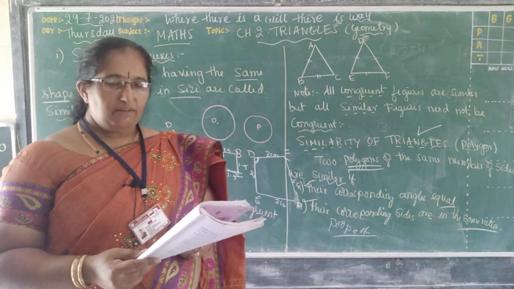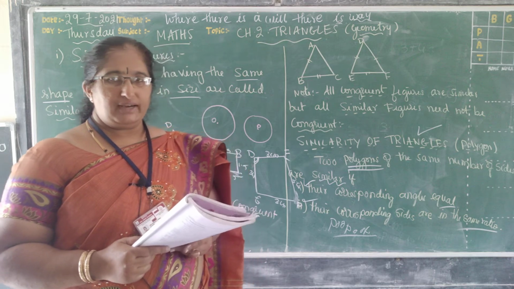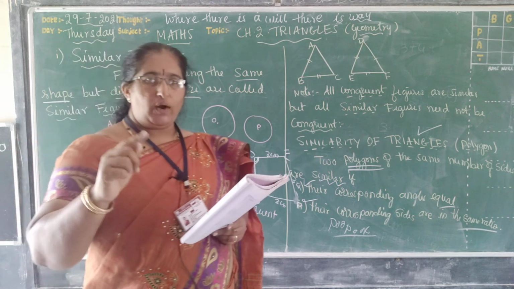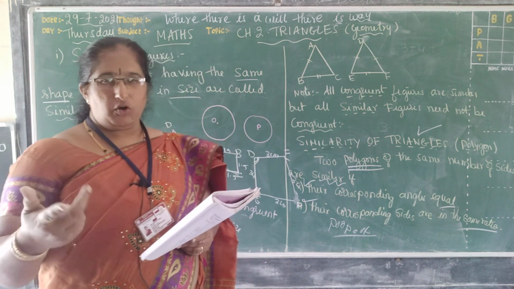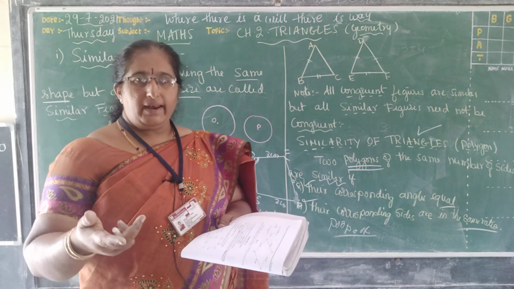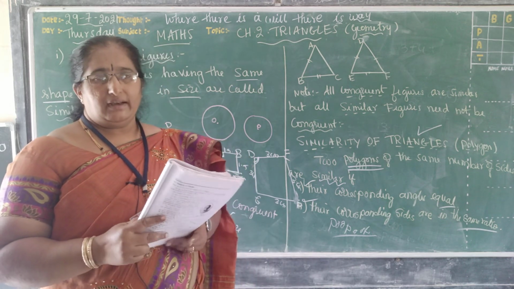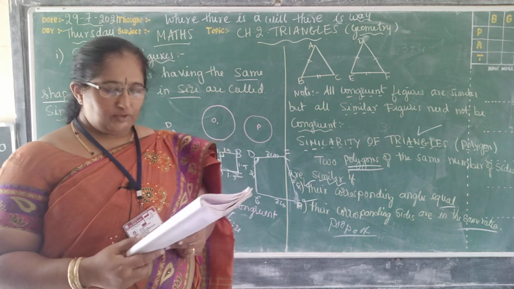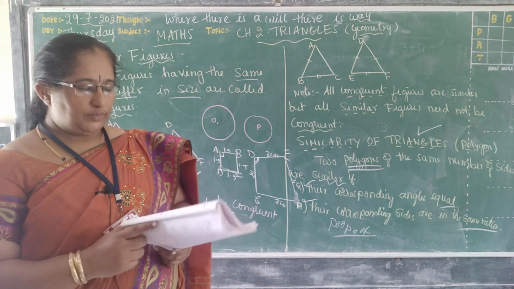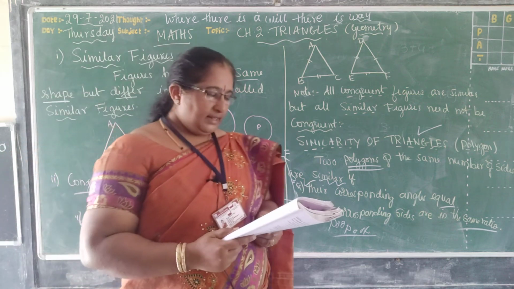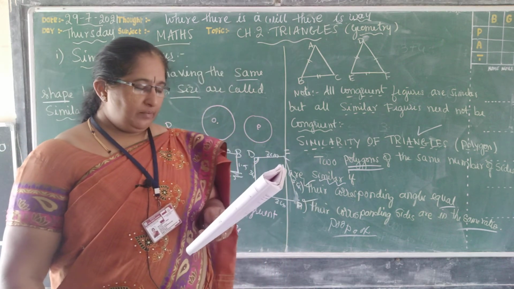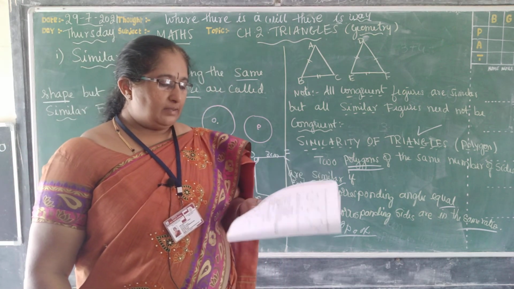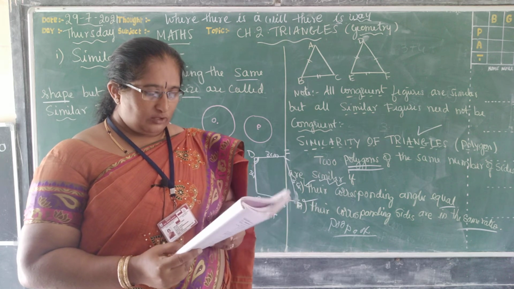And non-similar figures, non-similar figures. Non-similar means one triangle, one circle, they are non-similar. One square and a circle, non-similar. So, two non-similar figures examples you need to give for the second question. And in the third question, they have given two quadrilaterals and they have given the sides also.